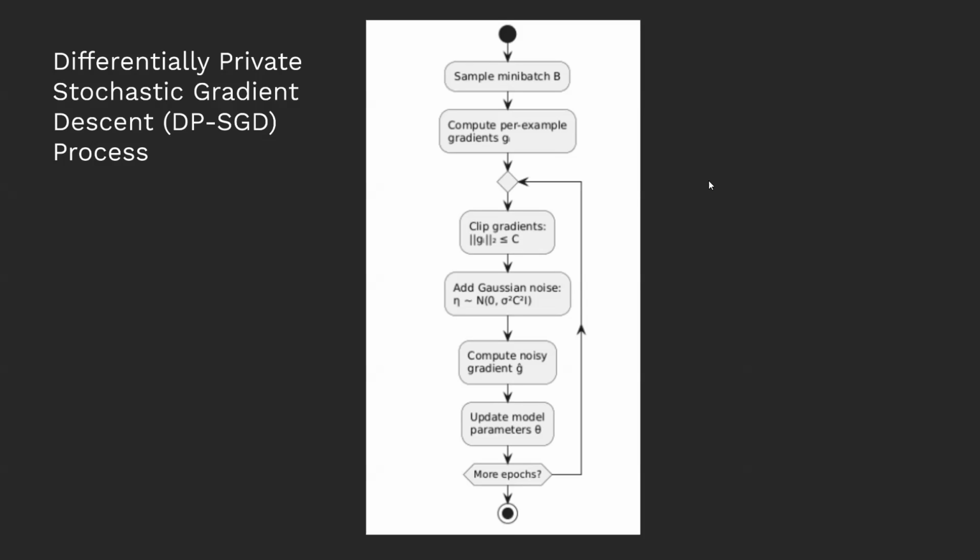The third step is introducing the noise. After computing the average of these clipped gradients, we add Gaussian noise drawn from a distribution with mean 0 and variance proportional to sigma squared C squared. The noise multiplier sigma controls the trade-off between privacy and accuracy. Higher noise gives stronger privacy but can reduce the model's performance. The last step is updating the parameters. Finally, the model parameters are updated using the noisy gradient, and the process repeats for each batch in the iterations, ensuring that every update preserves privacy.